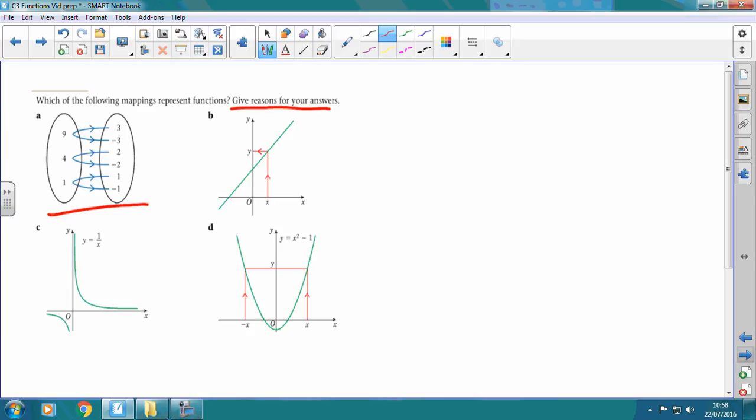So A, this one is not a function because you've got one element in the domain. And again, it's worthwhile just getting used to using the words domain and range and knowing what they mean. So we've got one element in the domain mapping to 2 elements in the range. So therefore, A is not a function because you've got one element mapping to 2 elements in the range.